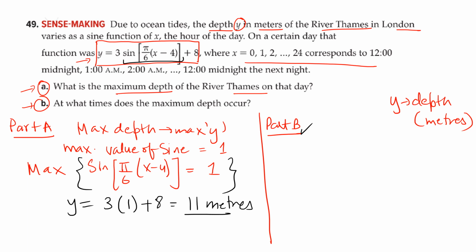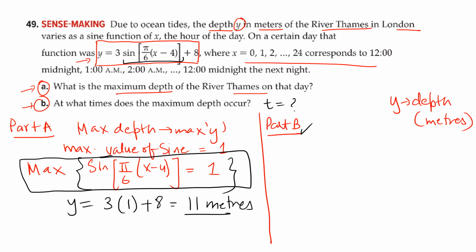For part B, at what times does the maximum depth occur? That means it is asking about the value of the time. So let's do it. So for part B, you will get the maximum depth when, as we used this part, I'm going to just use this and copy for part B. So I will put sine of pi by 6 x minus 4, this whole thing as 1. This is when the maximum depth is going to happen.